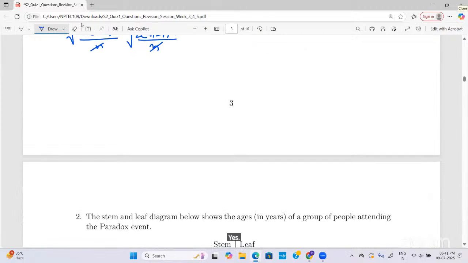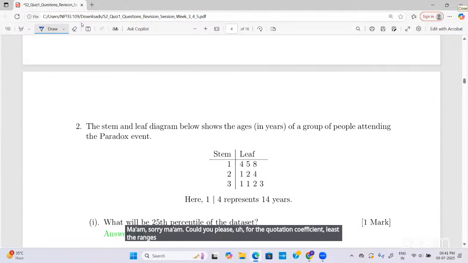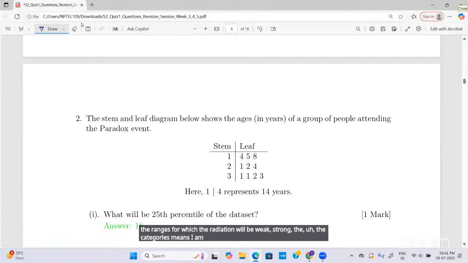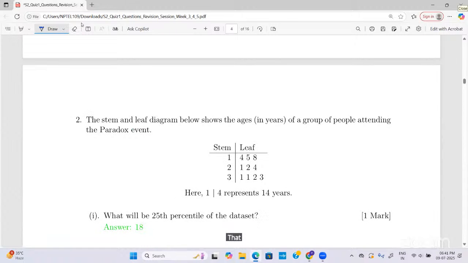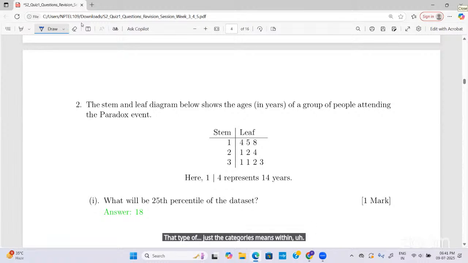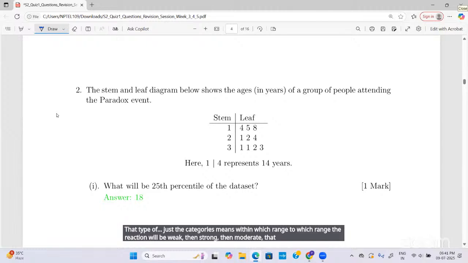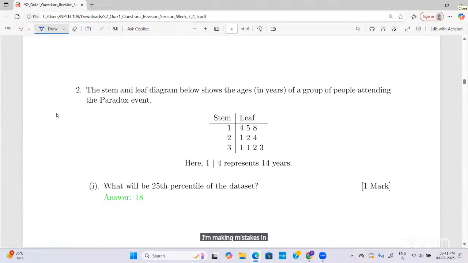Ma'am, sorry, could you please list the ranges for the correlation coefficient for which the relation will be weak, strong, the categories? I am making mistakes in that type of question. Just the categories: within which range to which range the relation will be weak, then strong, then moderate. Could you please just give that list once? I'm making mistakes in that. For correlation, right? Yes. Okay.